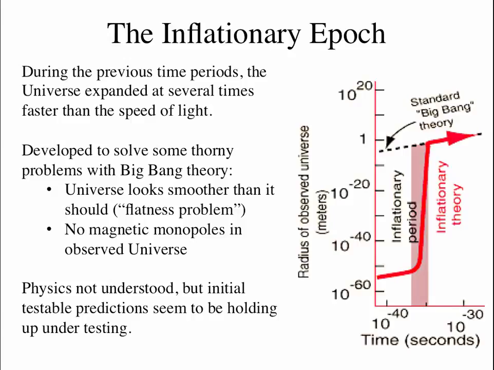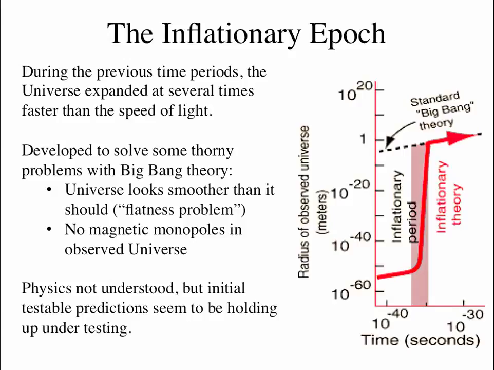First of all, the universe looks smoother than it should based on the original Big Bang theory, something that your book calls the flatness problem. Just a couple slides ago, we talked about the magnetic monopoles. This takes care of that too, because during the inflationary period, the universe would have grown from smaller than the size of a proton to about the size of a pea. And while it doesn't sound like much, that's a tremendous amount of expansion.